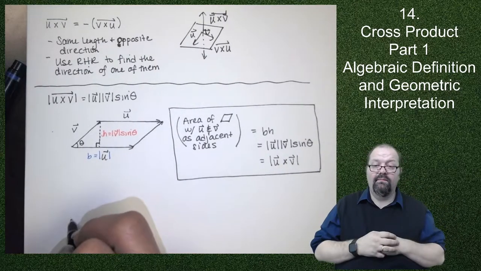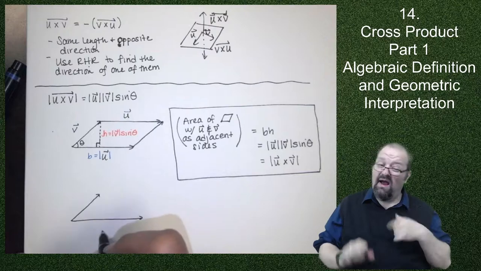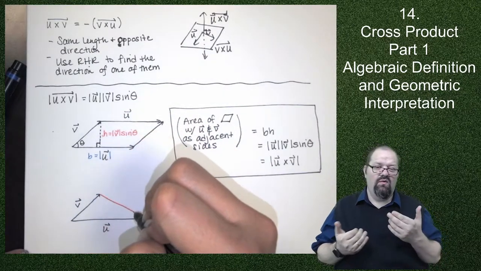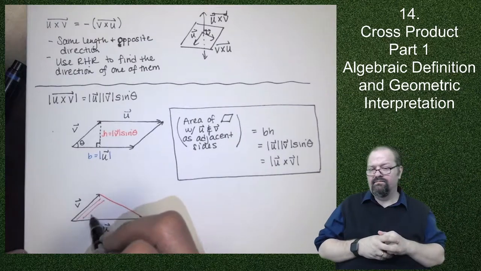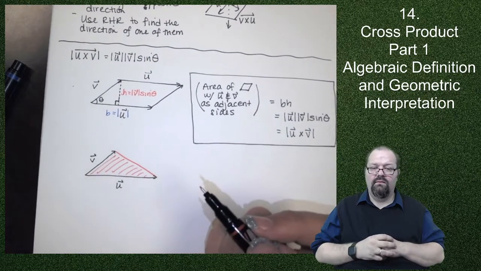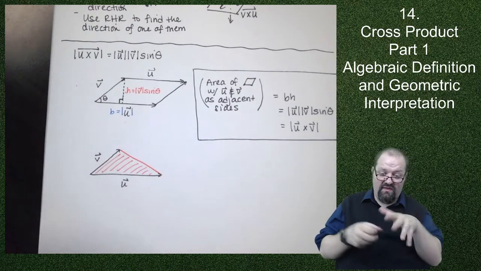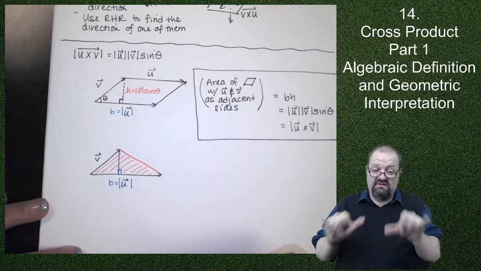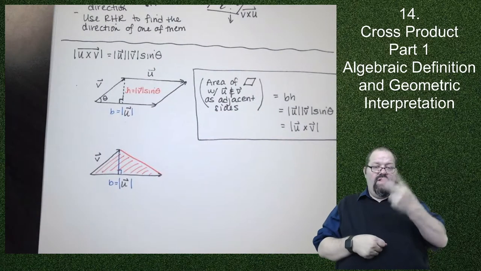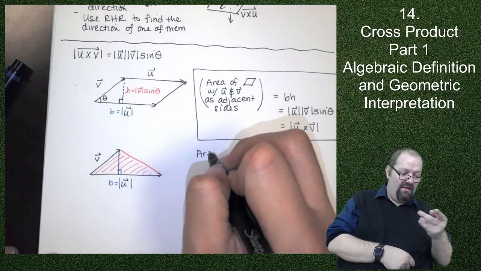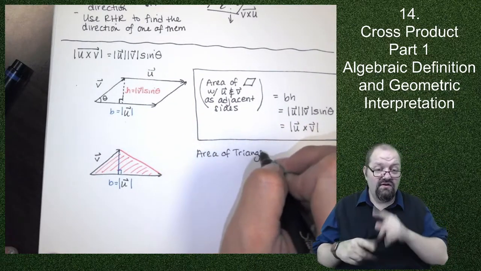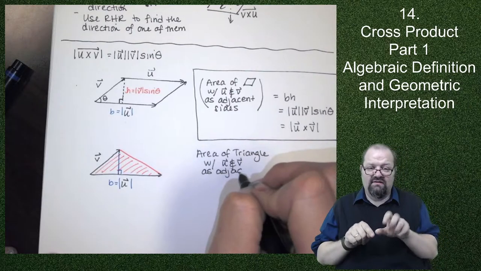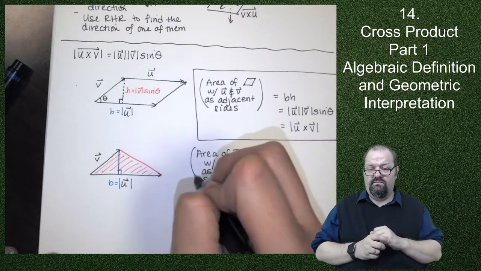Now, of course, instead of a parallelogram, I could choose to focus on this triangle. I'll just draw a third side here. You can imagine what the area of that triangle is. Well, this is the base. The height hasn't changed. The height is that same height from over there, but the area of a triangle is 1/2 of the area of that parallelogram. So the area of a triangle with U and V as adjacent sides is 1/2 base times height.